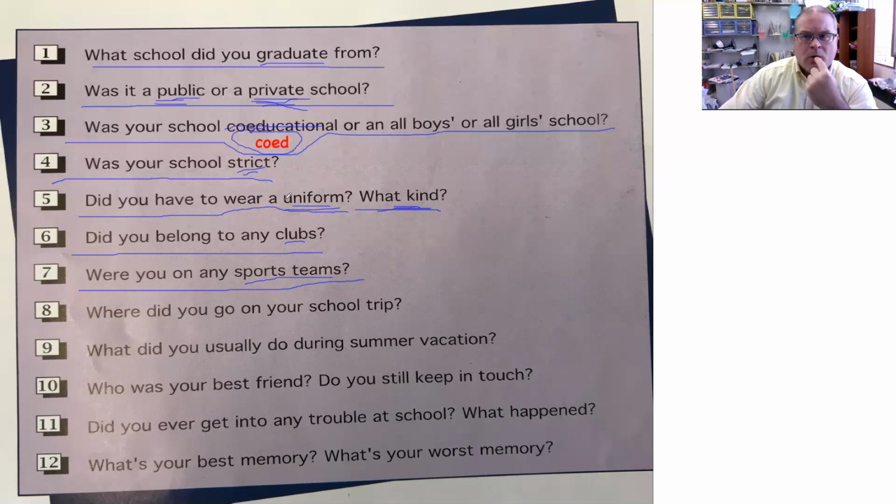Okay, you can line me or contact me by email. Okay. I think you've got them. Okay, number 8. Okay, school trip. School trip is shugaku ryoko. So, where did you go? Where did you go on your school trip? Okay. What did you usually do during summer vacation? Summer vacation, winter vacation, golden week vacation.